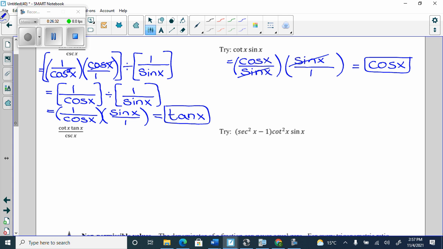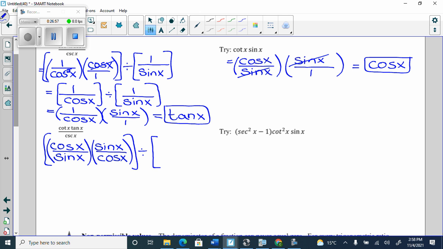We have cos x over sine x, which is cotan, times tan, which is sine x over cos x. And that's my numerator. So I'm going to put it in some big brackets. And then I divide by cosecant, which is 1 over sine.